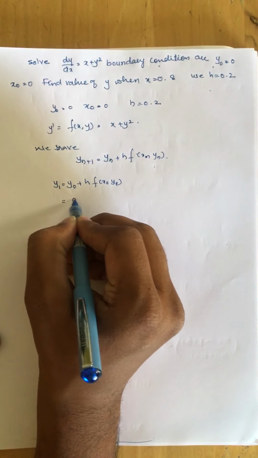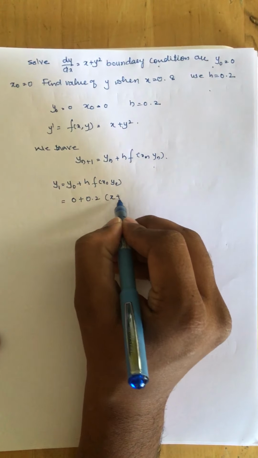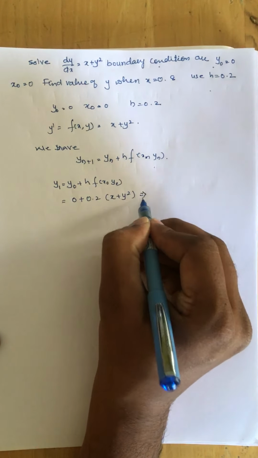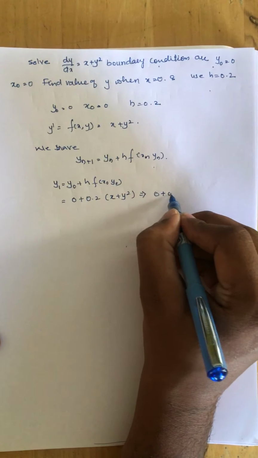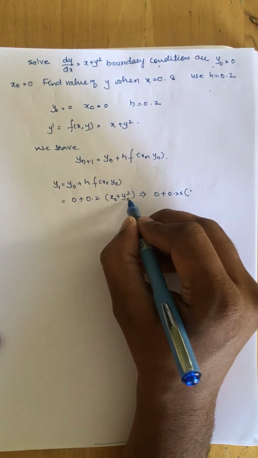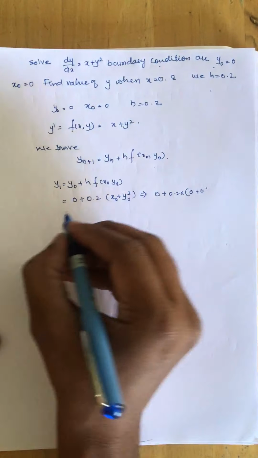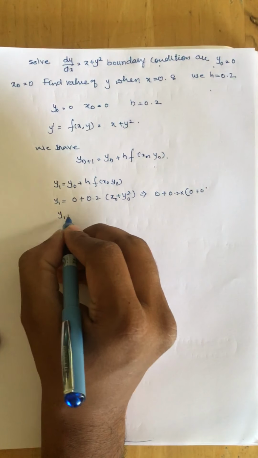The y0 value is 0, the h value is 0.2, and f(x0, y0) is nothing but x + y². If I substitute the values, it will be 0 + 0.2 times (x0 + y0²). x0 is 0 and y0 is 0, so we get y1 as 0.